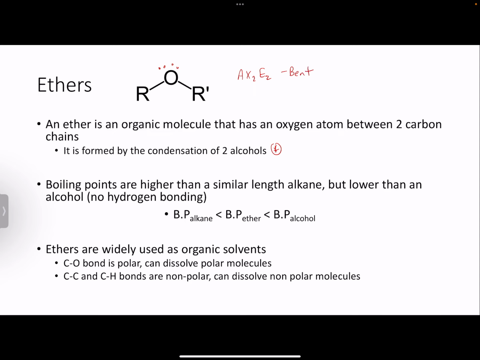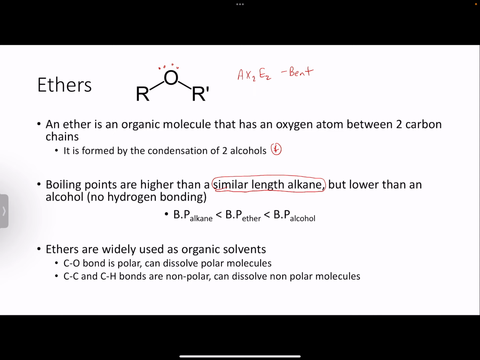And I'm always trying to relate it back to our first unit where we studied the structure and the intermolecular forces because these are the applications of it. So now if we look at this, there is no hydrogen bonding in this case. There's no hydrogen present on the oxygen. So it'll have an intermediate boiling point between an alkane and an alcohol if the carbon chains are similar. This is key. The carbons have to be the same or similar.